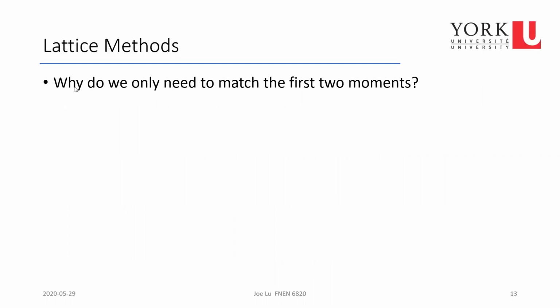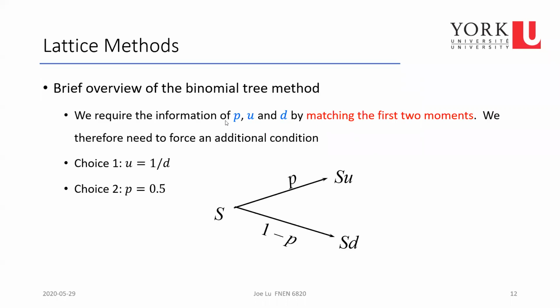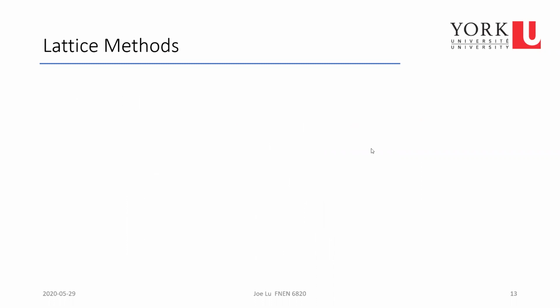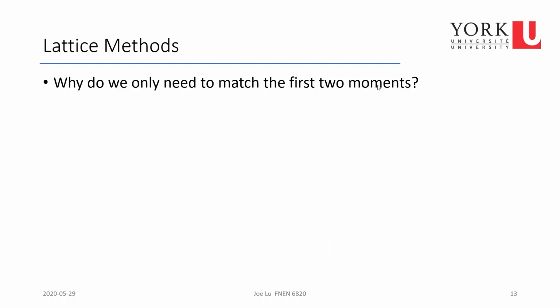So what do we do to construct trees? Well, we obviously want to match two moments. So we have 3 parameters to match 2 moments, and we need an additional condition to make that happen. Now, why do we only need to match the first 2 moments in constructing a binomial tree?